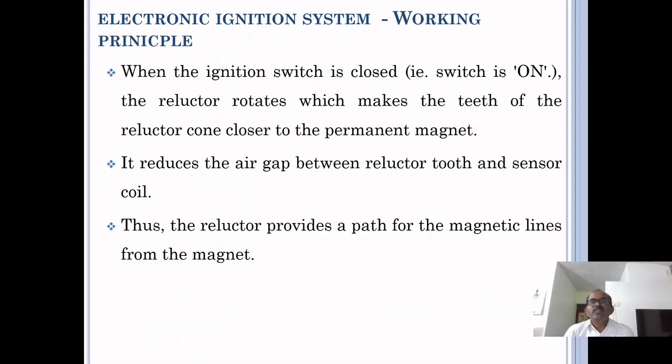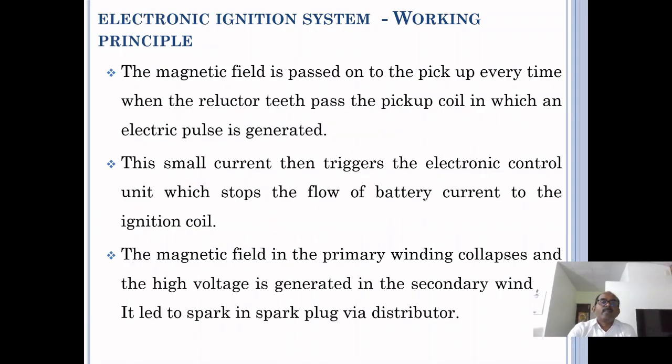When the ignition switch is closed, that is, the switch is on, the reluctor rotates, which makes the teeth of the reluctor come closer to the permanent magnet. It reduces the air gap between the reluctor tooth and the sensor coil, thus providing a path for the magnetic lines from the magnet. The magnetic field passes to the pickup every time the reluctor teeth pass the pickup coil, in which an electronic pulse is generated.